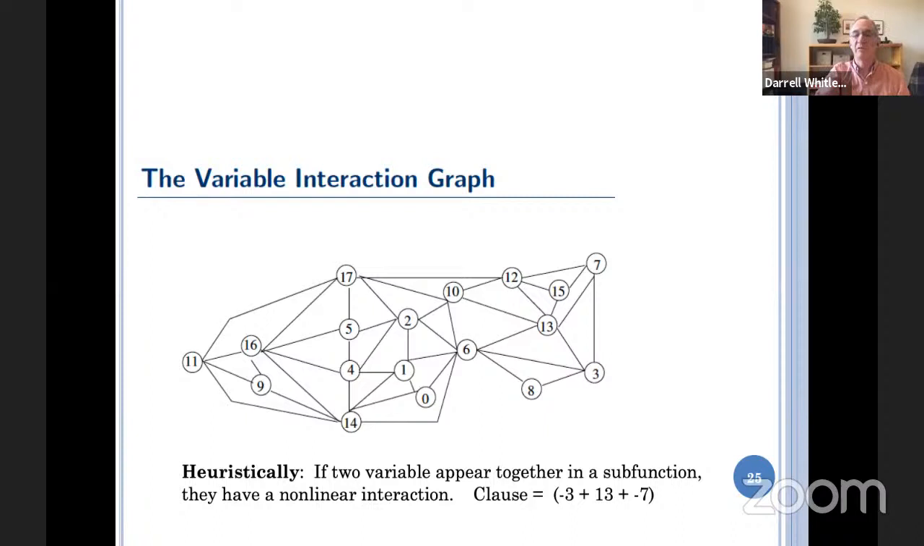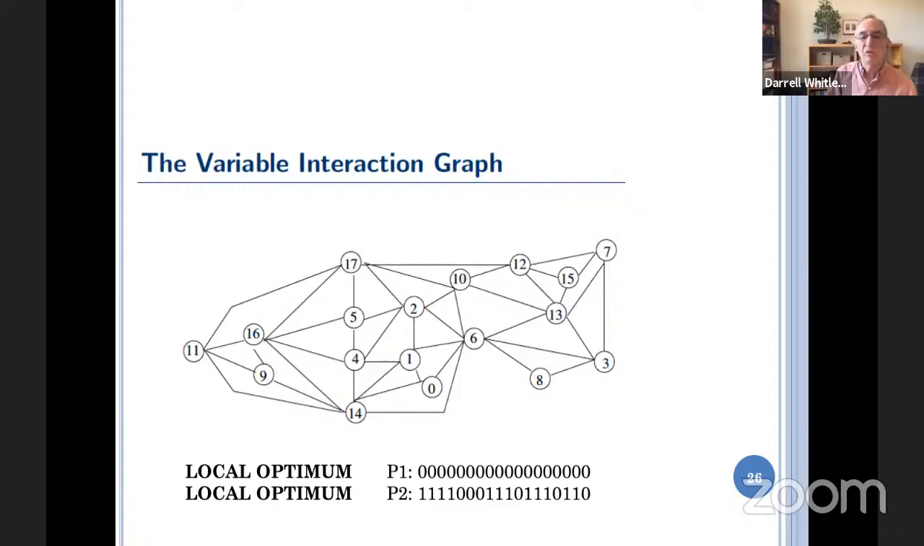Now, let's ask what happens when we do crossover. Assume that I have a locally optimal solution, P1, and it's composed of all zeros, just to make it easier for us to keep track of what's going on here. And there's another local optimum, P2, and it has some mixture of zeros and ones. So the first thing we're going to do is get rid of the common variables.